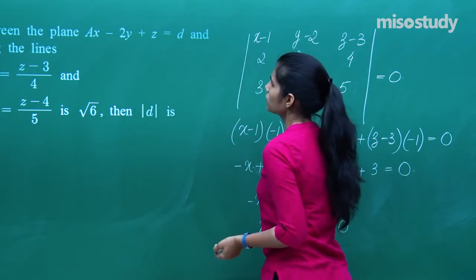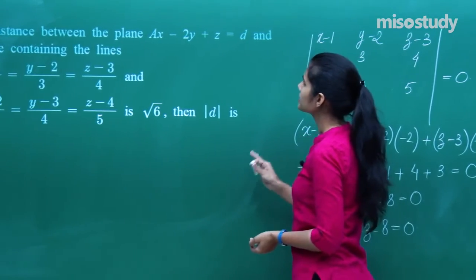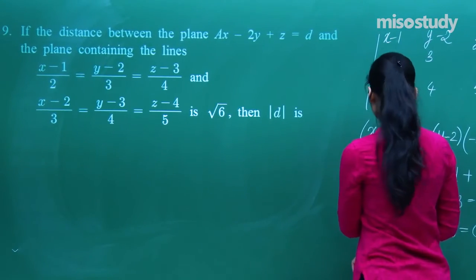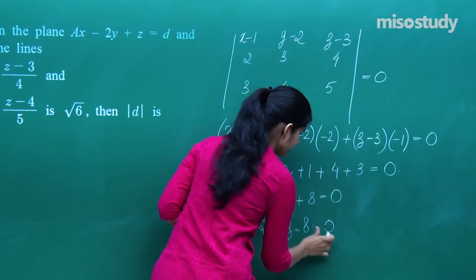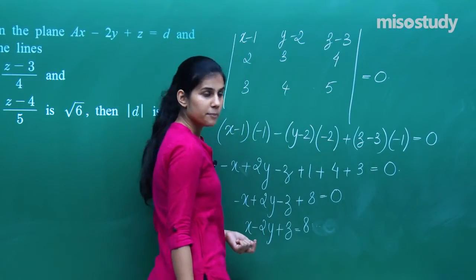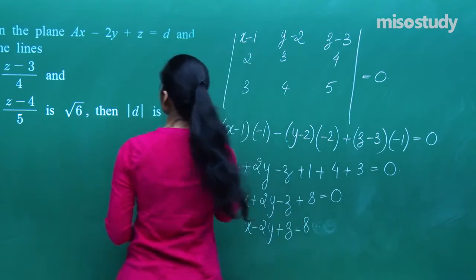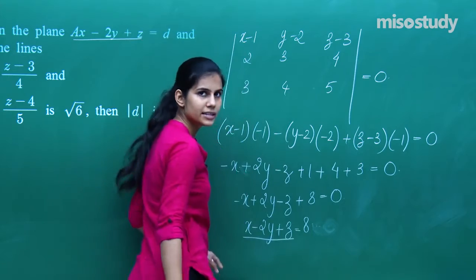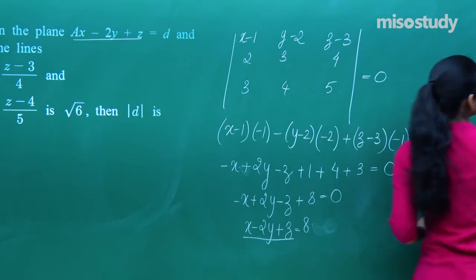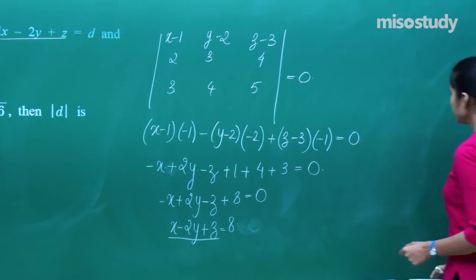So it is given as one is Ax minus 2y plus z equals d, other is x minus 2y plus z equals 8. I can keep this as equals 8. Because these two planes are parallel, just compare the equations. Ax minus 2y plus z, x minus 2y plus z. So what is the value of A? A is going to come out to be equal to 1.